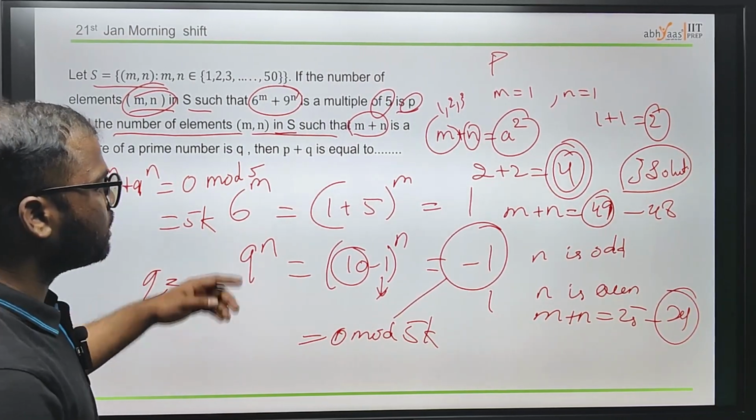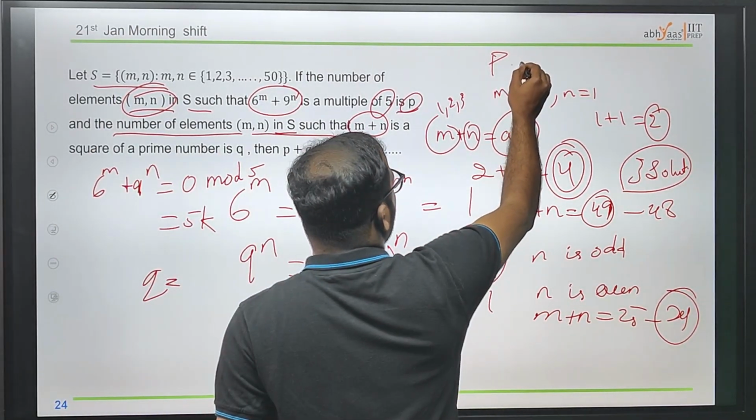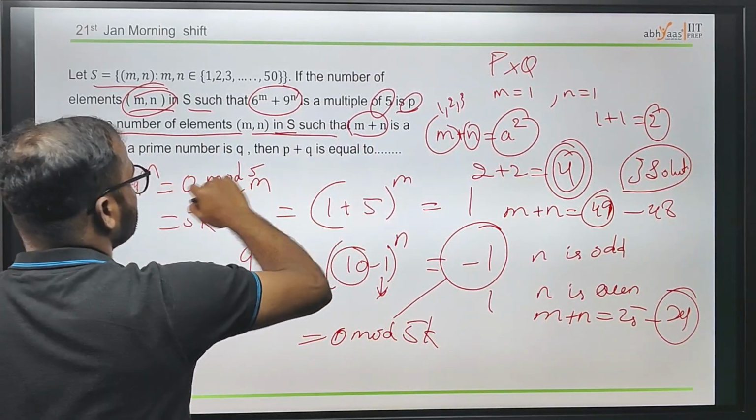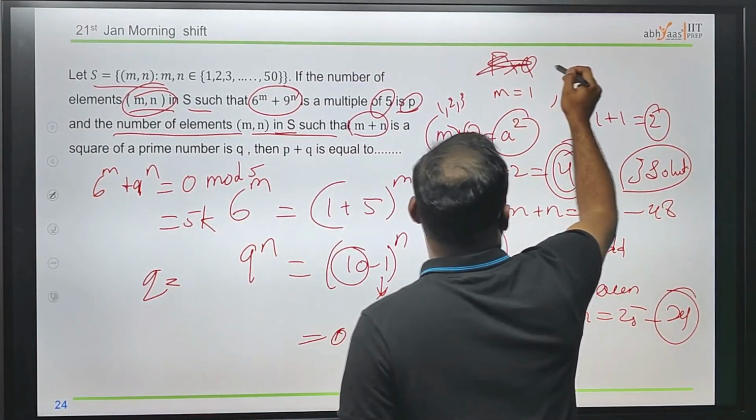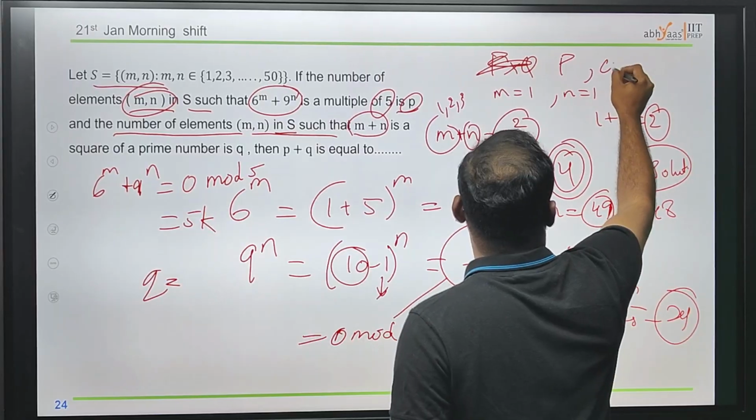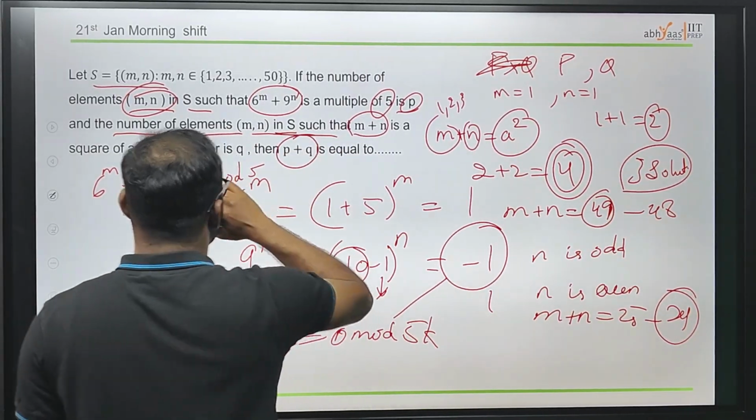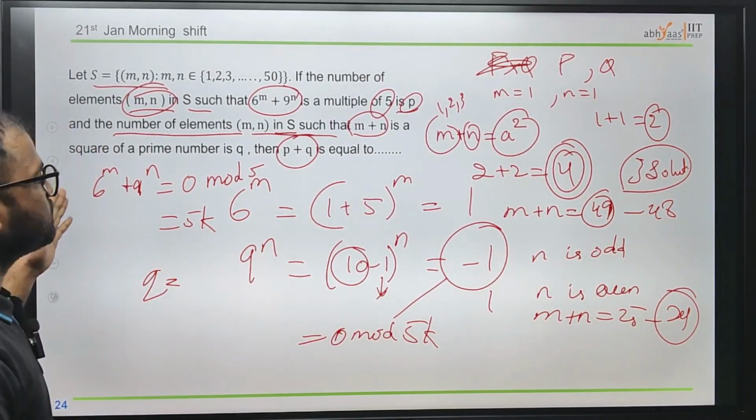After that, if we observe what they have given, p into q, we need to find p and q in order to add those things. After adding those things, we will get the answer of this question.